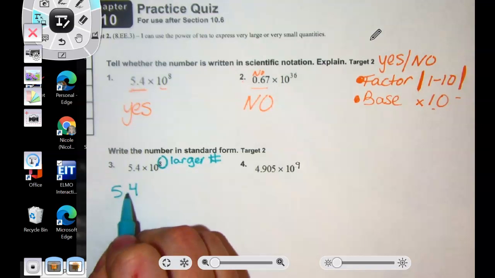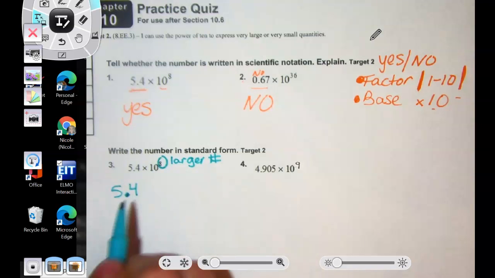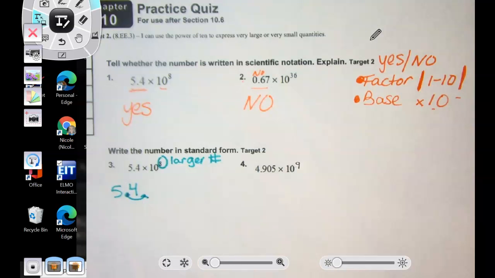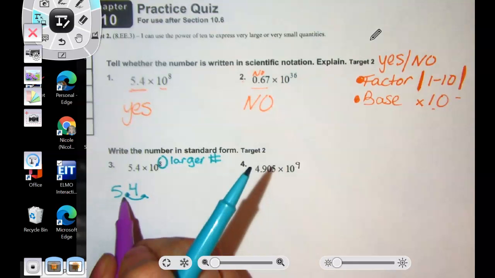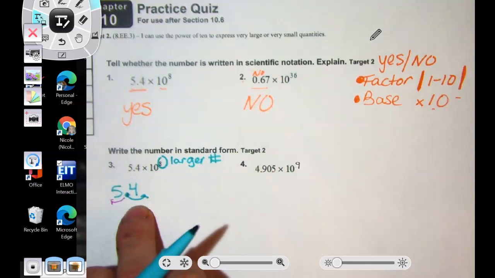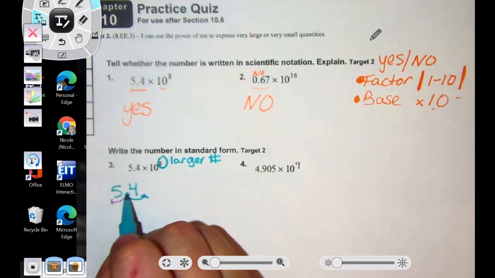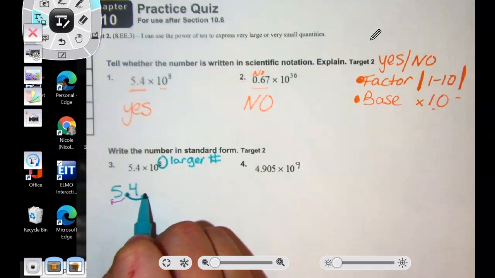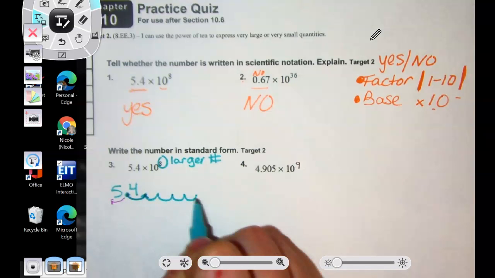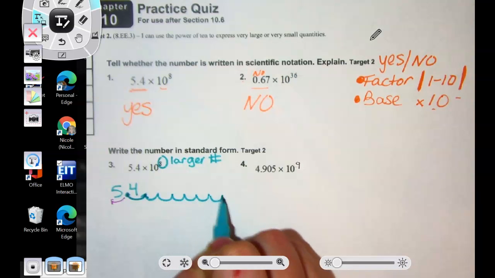So the only thing that makes sense to make 5.4 bigger is to go this way over here to the right, or the blue way. Sometimes we were putting in arrows and it could be, do you go the pink way or do you go the blue way? And we know we have to go this way 8 times. So this is 1 swoop, 2, 3, 4, 5, 6, 7, and 8.